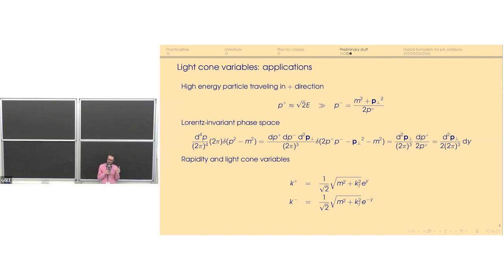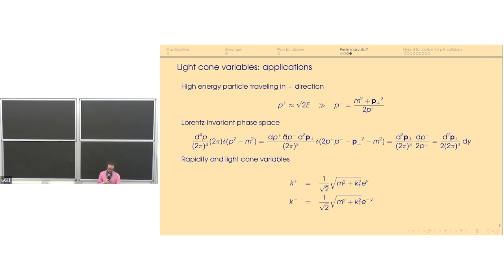So p minus is the light cone energy, because x plus is the light cone time. And x plus and p minus are conjugate to each other, because that's what the metric is. The product x dot p is x plus p minus. So x plus and p minus are conjugate to each other. And the thing that is conjugate to the light cone time x plus is the light cone energy p minus.